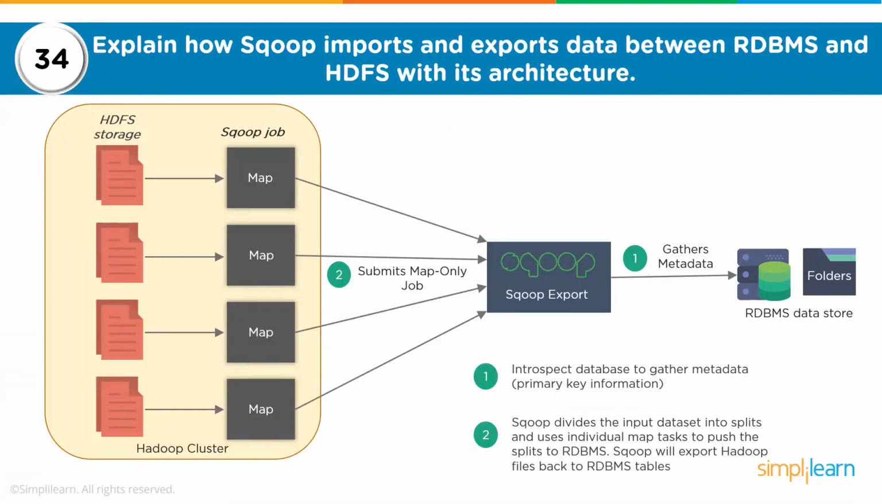Going further, how Sqoop imports and exports data between RDBMS and HDFS with its architecture. So as I said, it submits the map-only job to the cluster and then it basically does an import or export. So if we are exporting the data from HDFS, in that case again there would be a map-only job. It would look at multiple splits of the data which exists, which your map-only job would process through one or multiple map tasks and then export it to RDBMS.